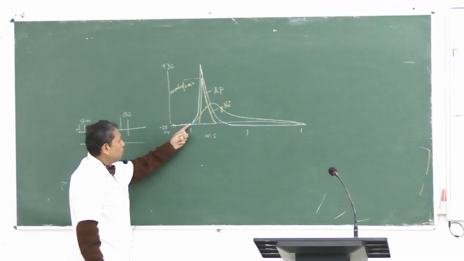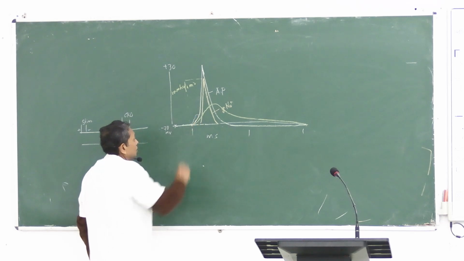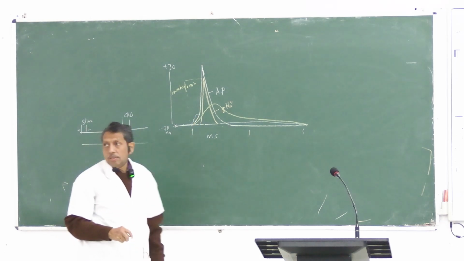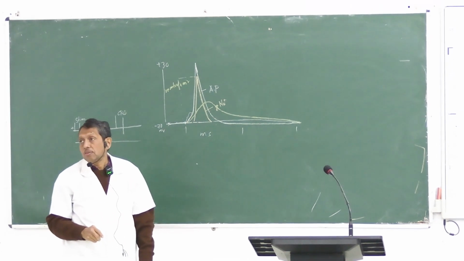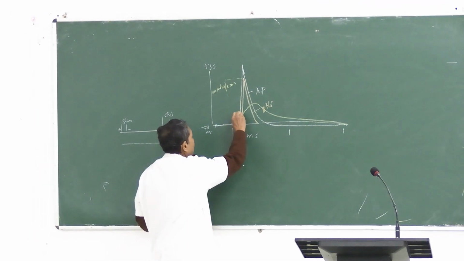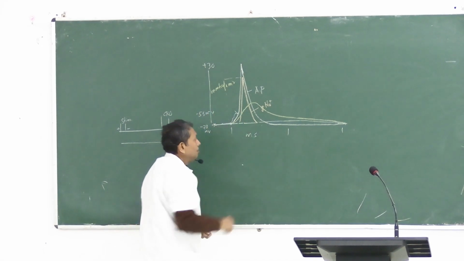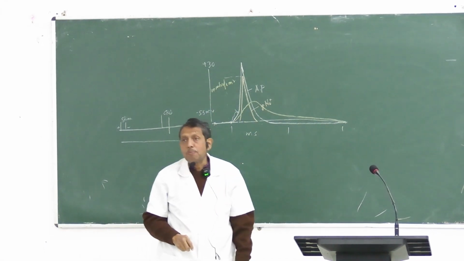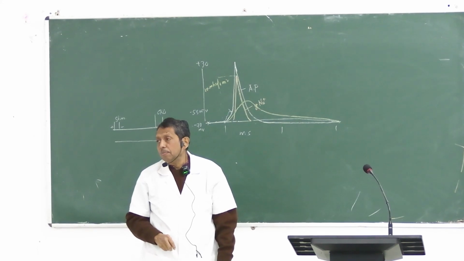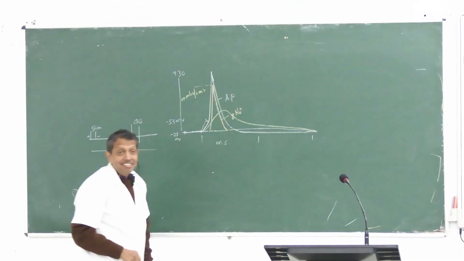The initial part of the action potential up to this level is the electrotonic depolarization, and it is the firing point, which corresponds to minus 55 millivolt. Whenever there is an abrupt change in the membrane potential, it is the action potential.